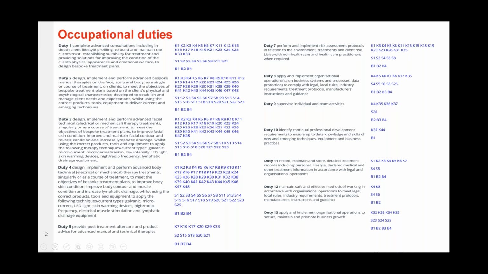The duties that are listed in front of you include such things as, again, the facial electrical mechanical, the body electrical mechanical, the manual therapy treatments, which to you and I most commonly known as sort of the body massage type unit. But you'll see there's some more introduction of additional duties around safe methods of working, around some of the terminology that's been introduced around the well-being of the therapist and the client, also risk assessment protocols, implementing organisational operational activities, and still including those supervisory studies as well.